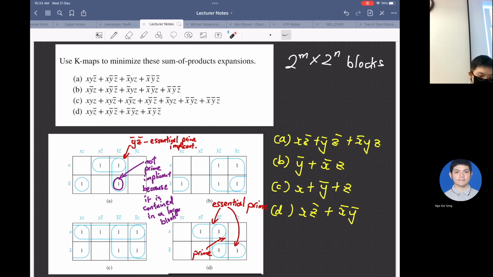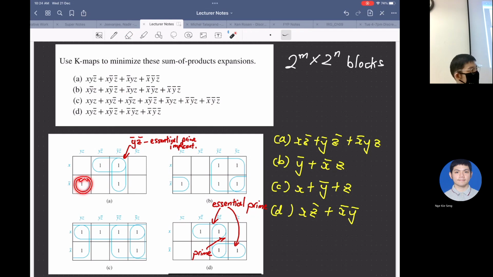So for example, let's go with this. Here, this one is the most simplified form, so this one you cannot reduce anymore. But the adjacent one you can reduce by 1 literal. So what you get is x z bar, because they differ in y. x, y bar, you can combine them.